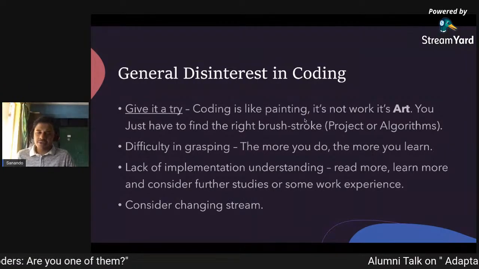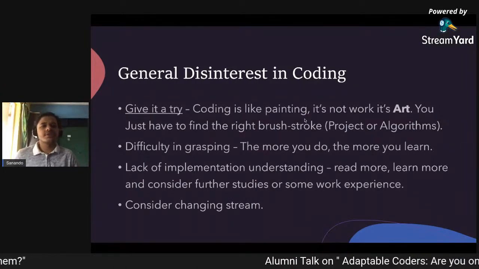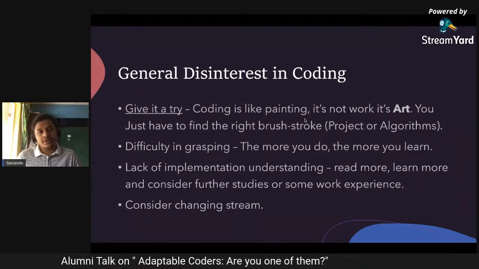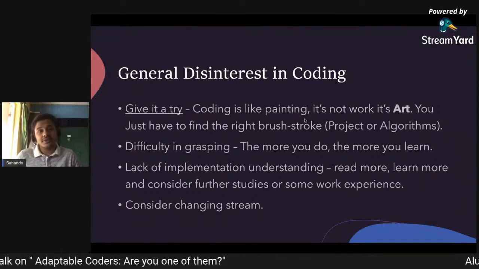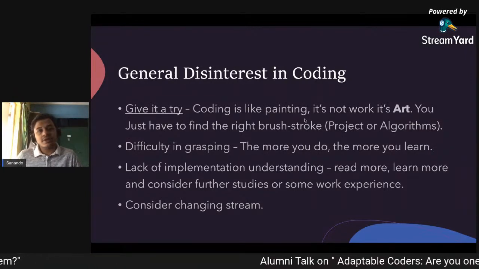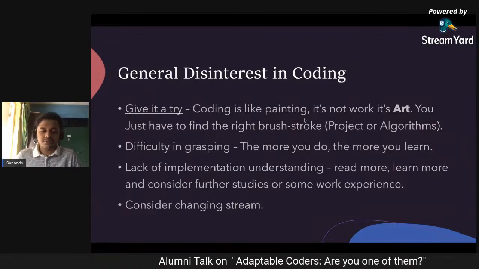So feel free to change stream if you don't like coding, because if you really don't feel like coding, or if you're really not trying it hard enough or learning it properly, then this is a stream you will really not last in. That's the issue.